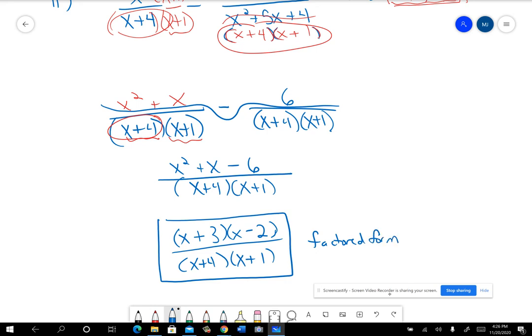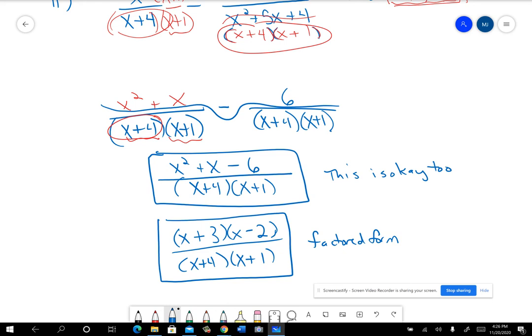Okay? Or you can leave your answer like that, since the numerator didn't break down to where you could cancel out a common factor. This is okay too. Okay? All right, you'll probably normally see it that way. Okay, so that's problem number 11.